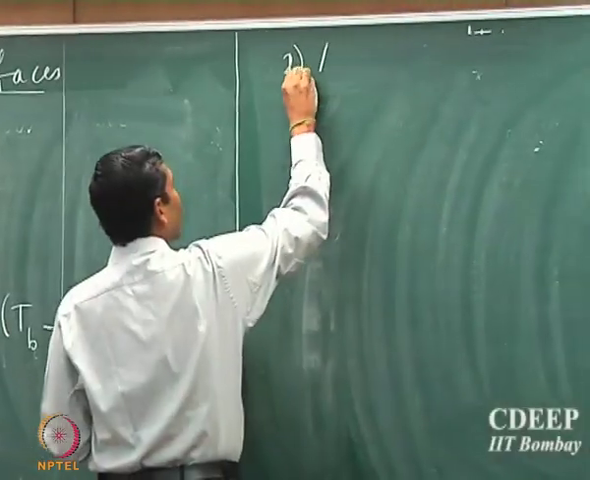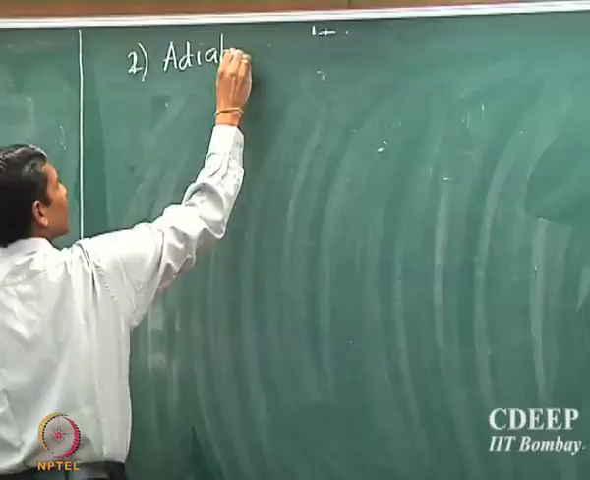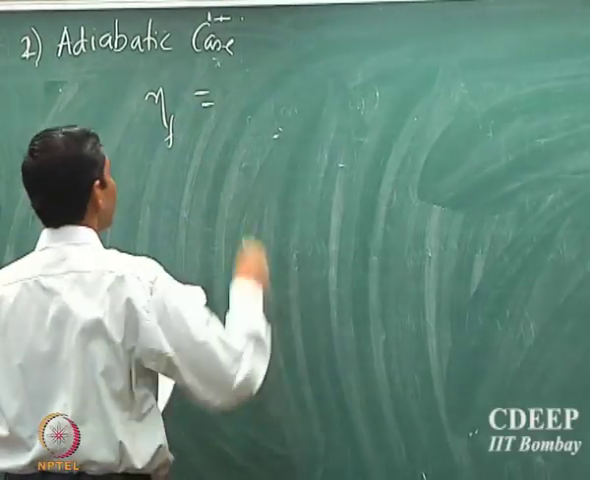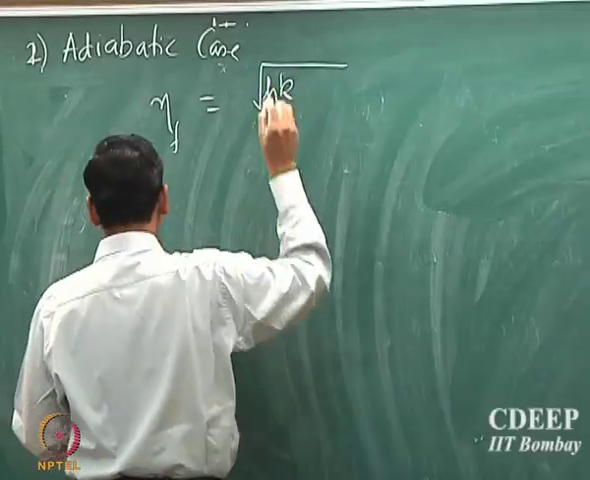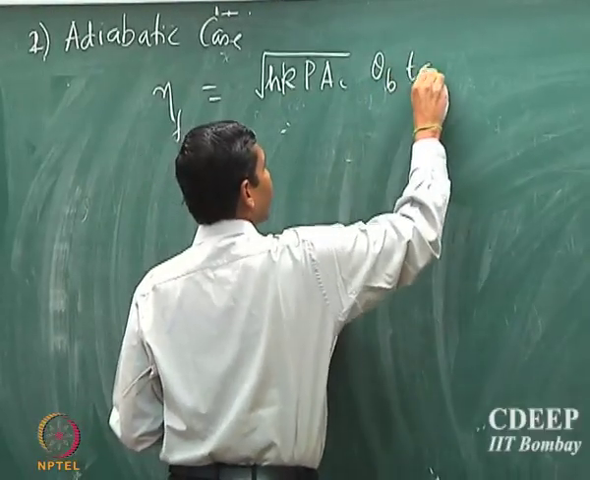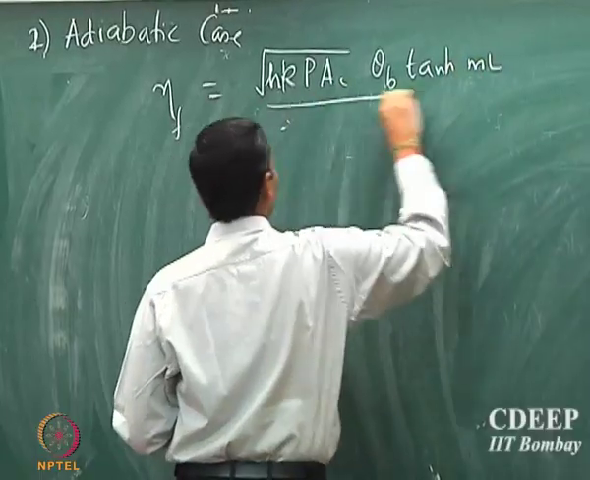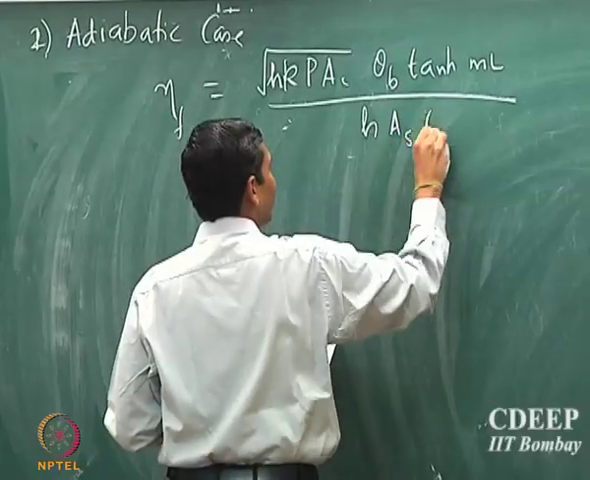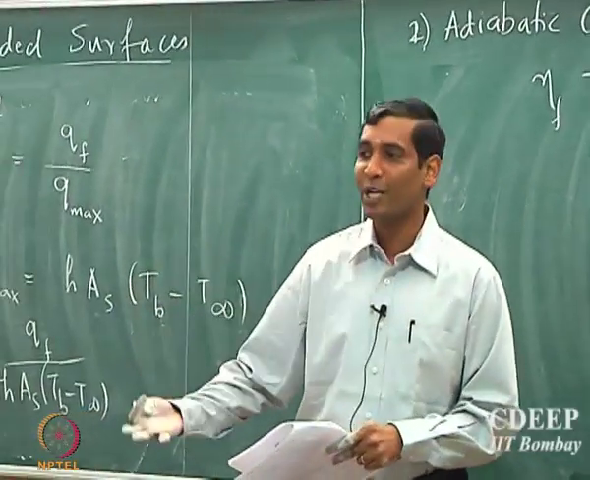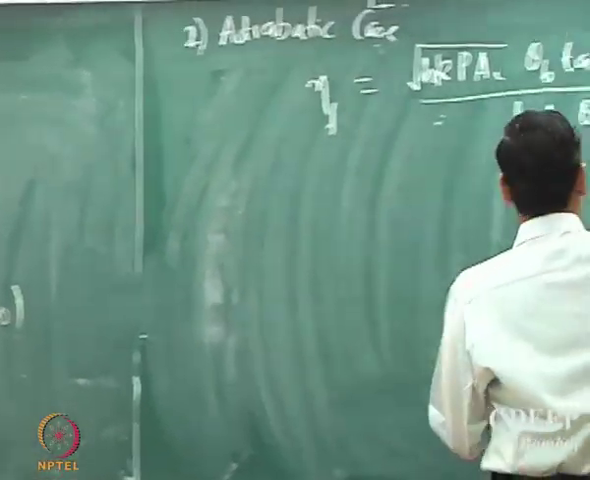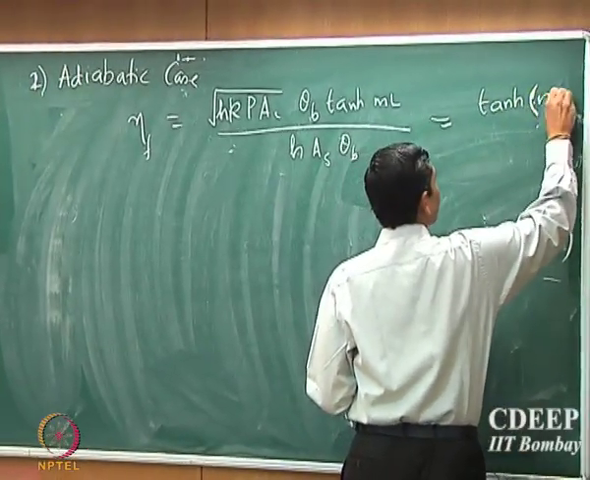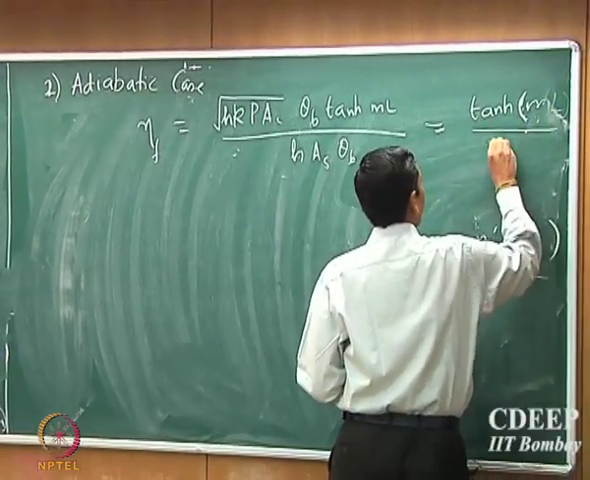For the second type of boundary condition, where it's an adiabatic case, eta f is simply given by square root of h k perimeter into A_c into theta b tanh(mL), divided by h into A_s into theta b. Theta b is nothing but Tb minus T infinity. That's the substitution that we made when we solved the differential equation, and so that's nothing but tanh(mL) divided by mL.